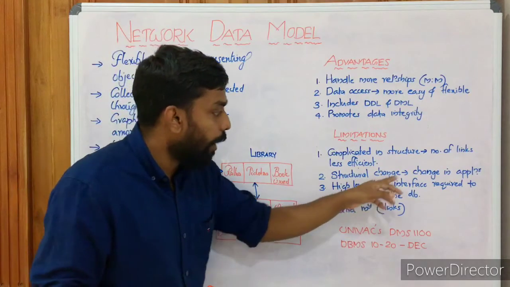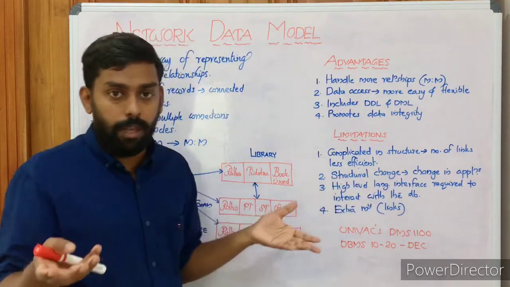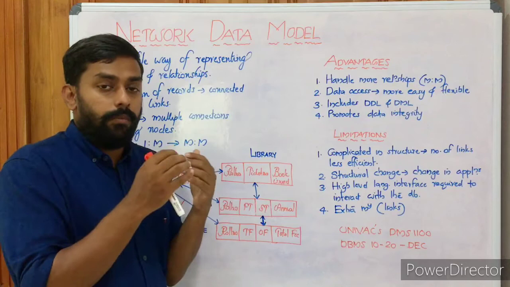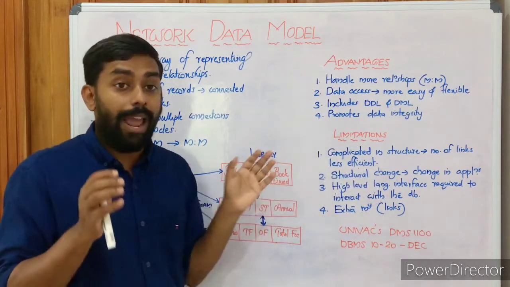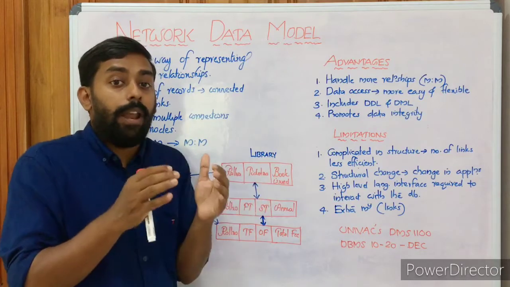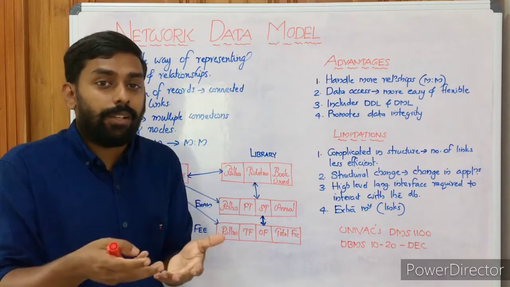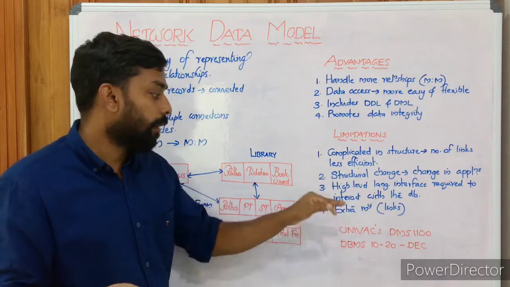Then the third one: a high level language interface is required to interact with the DB. It means when we follow this network data model, we have to design a high level language interface, which is needed to interact with the DB.